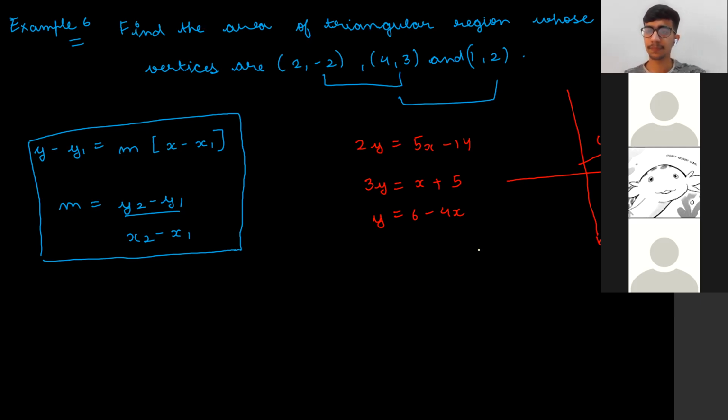So what we do is integrate from minus 2 to 3 of (2y plus 14) by 5 dy. Okay, this line is actually 2y equal to 5x minus 14. So minus 2 to 3 will give you this area, or this area.